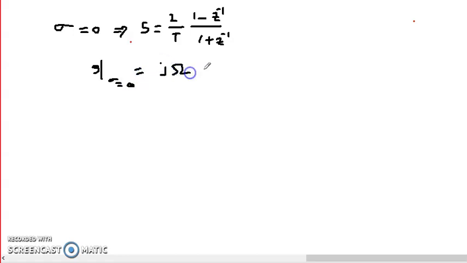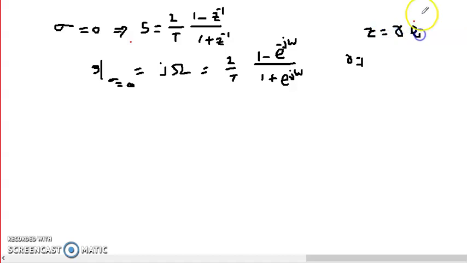S will be equal to j omega, and that will be equal to 2 by T, (1 minus e raised to power minus j omega) divided by (1 plus e raised to power minus j omega). Because when sigma is 0, R will be equal to 1. So Z, which is equal to R e raised to power j omega when R is 1, we can write it like this. So what will be j omega then?